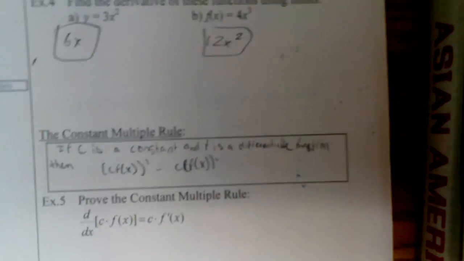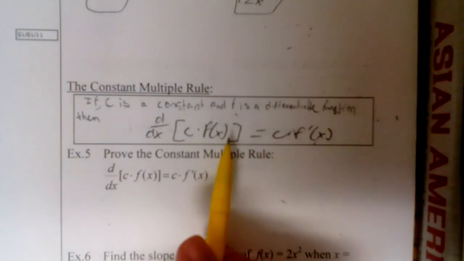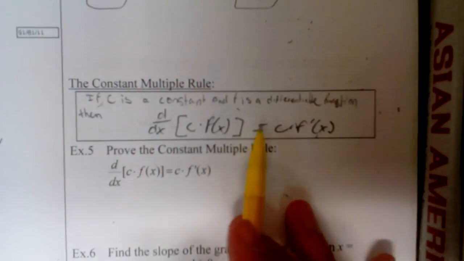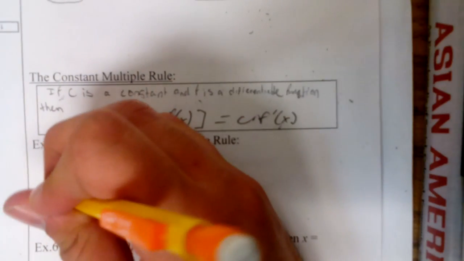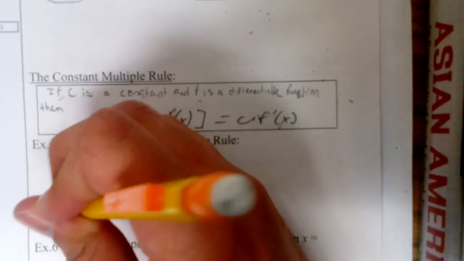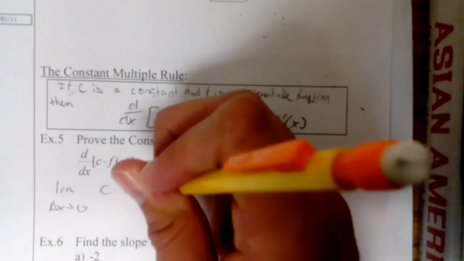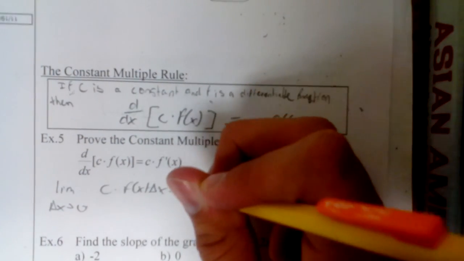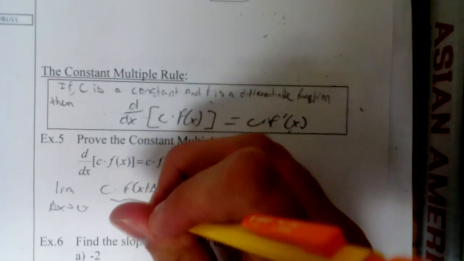And the constant multiple rule. So this is the constant multiple rule, and this is how we're going to prove it. So you're going to use the limit definition: limit as delta x approaches 0 of c times f of x plus delta x minus c times f of x all over delta x.